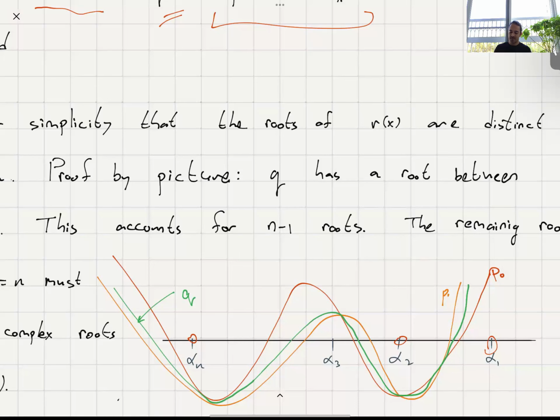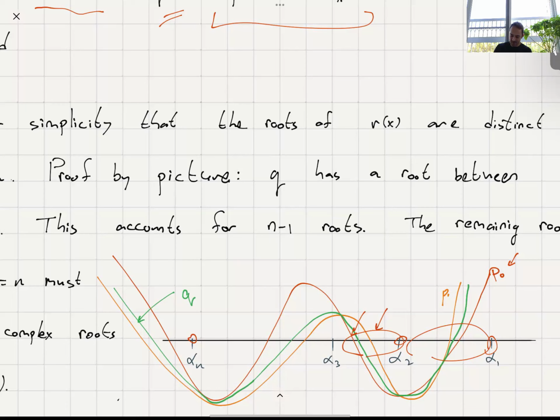Well, it means that the largest root of P0 is between alpha 1 and alpha 2, and also the largest root of P1 is between alpha 1 and alpha 2. Okay? And the second largest root of both of these polynomials lies in between alpha 2 and alpha 3, and so forth. So I'm not claiming that the roots of P0 and P1 interlace, but I'm claiming that the max root of them is in some interval, and then the second largest root of them is in another interval, and so forth.